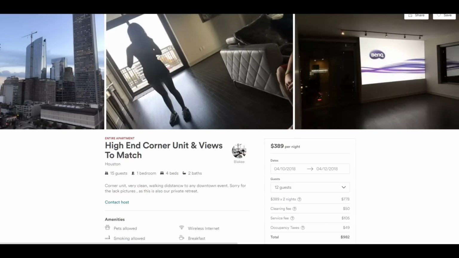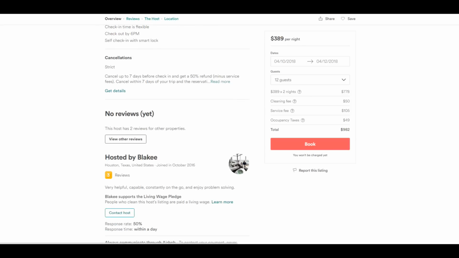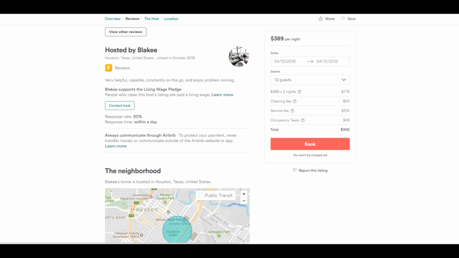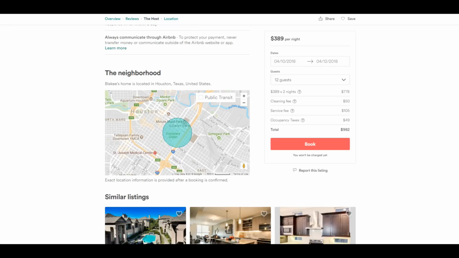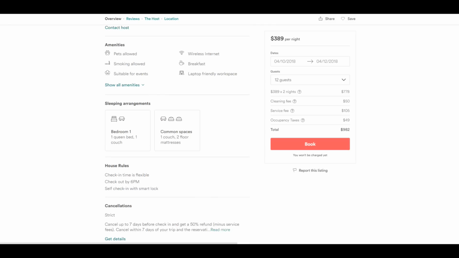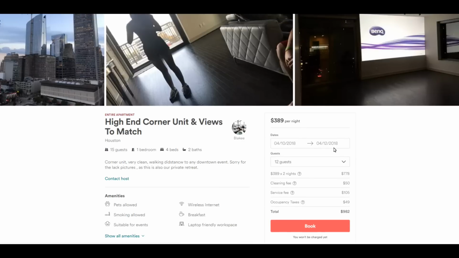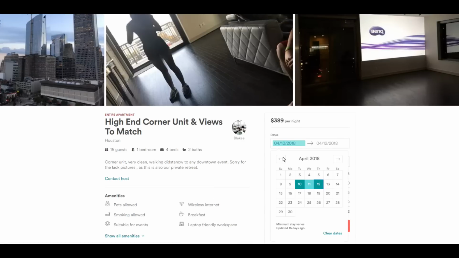So 3 reviews. And common spaces, 1 couch and 2 floor mattresses. So bedroom 1 has got a queen bed and 1 couch. How do you fit 15 people there? Yeah, see, so what this person's done is misrepresented their property. They cannot really host a true 15 guests. So they have no bookings at this price point.